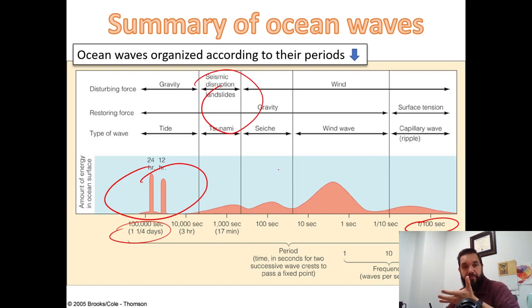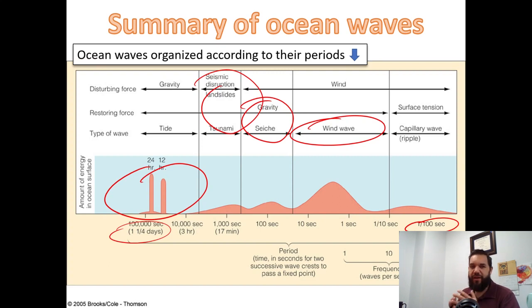They also have large wavelengths, large periods, I should say. Seiche waves have slightly smaller periods, right? Then we have the normal wind waves. Wind waves are what we are used to, the everyday waves that we encounter at the beach. They're just the waves that are created by the wind.